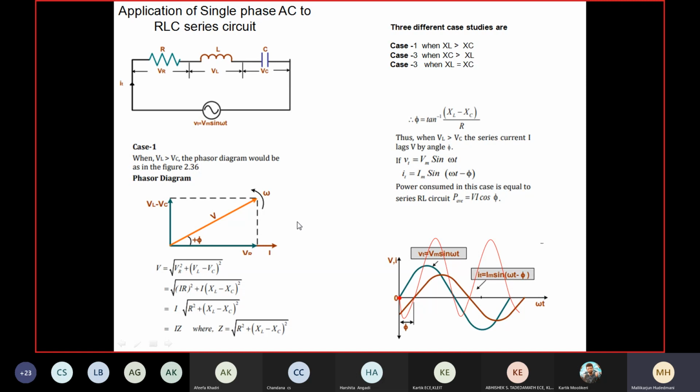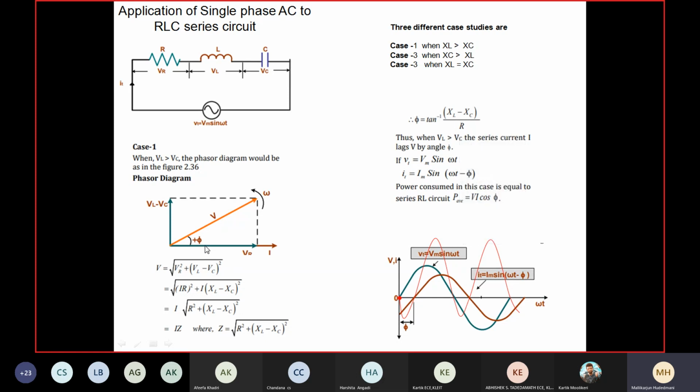We call it the impedance triangle because all the sides are with the ohmic value, ohms. Impedance is in ohm, resistance in ohm, reactance is also in ohm. If I take that ratio, you can see the opposite side to the angle becomes XL minus XC and the adjacent side becomes R. Then what is this angle? You can see phi is inverse tan of the opposite side divided by the adjacent, XL minus XC divided by R.